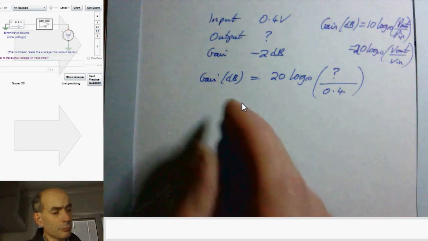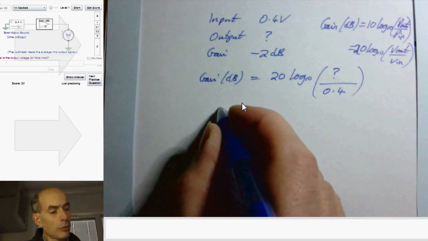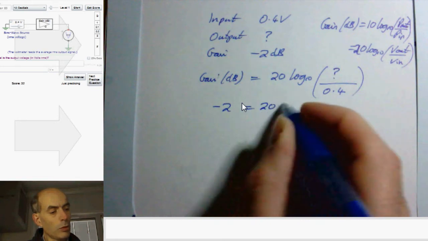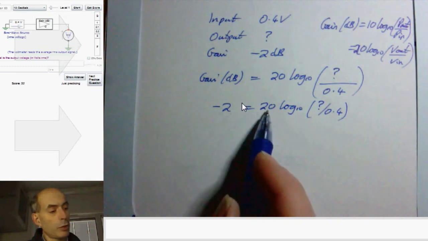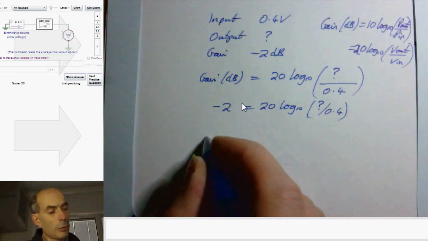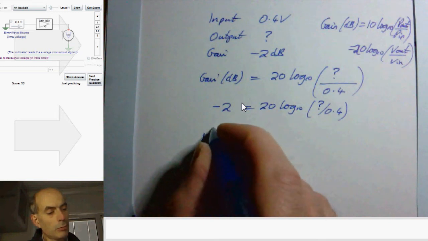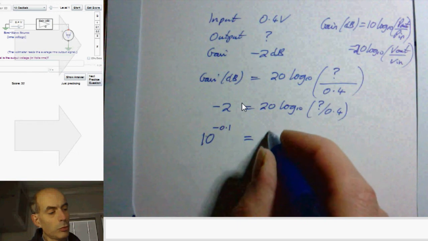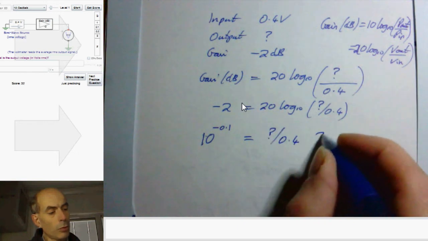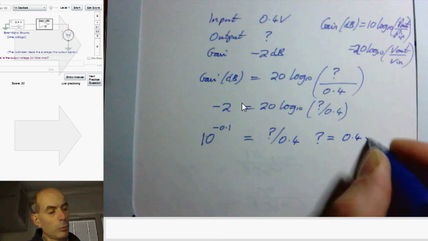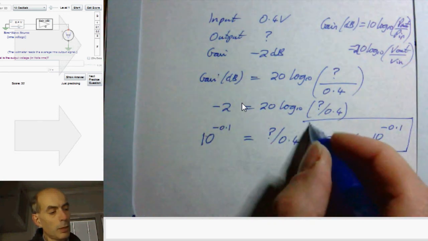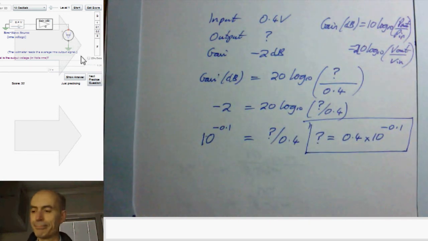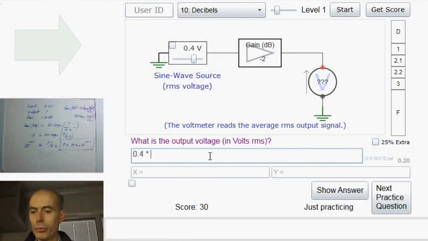So here, the gain is minus 2 dBs. So once again, minus 2 equals 20 log 10 of an unknown divided by 0.4. Divide both sides by 20, take 10 to the power of both sides. I would get 10 to the power of minus 0.1 equals an unknown over 0.4. In other words, the unknown is 0.4 times 10 to the power of minus 0.1. And all I have to do is solve that equation to get my answer. 0.4 times 10 to the power of minus 0.1.